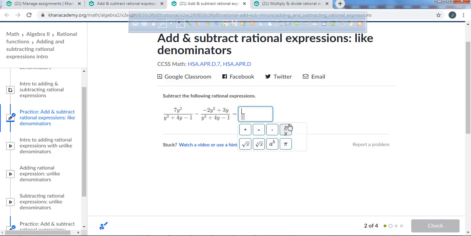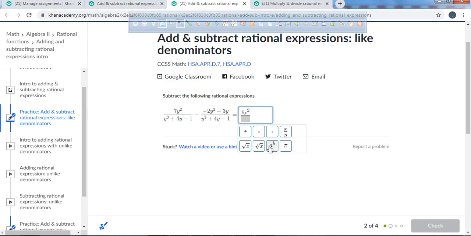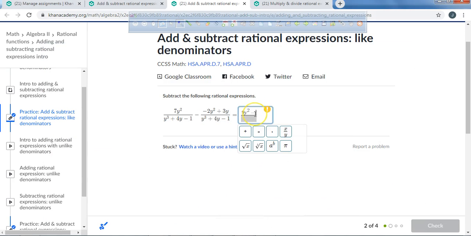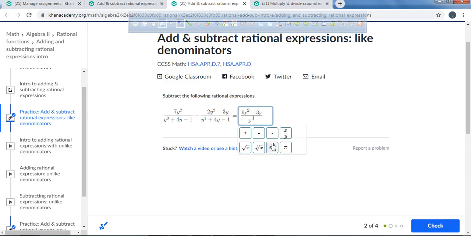Alright, so I'm going to type in 9y squared minus, take a look at it here, we got minus 3y. Alright, and then our common denominator was y to the power of 3, y cubed, plus 4y minus 1. Now, sometimes you got to be able to see, is there anything you could factor out?